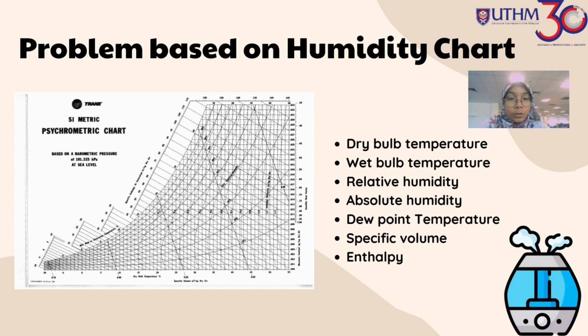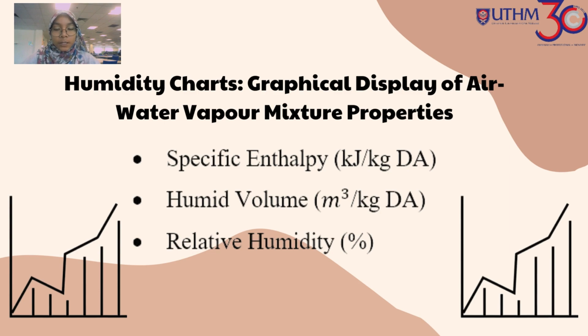So I'm going to continue this presentation by presenting the problems based on the humidity chart. There are a few properties that relate to this humidity chart: the first one is the dry bulb temperature. Next is wet bulb temperature, relative humidity, absolute humidity, dew point temperature, specific volume, and the last one is enthalpy. So the next slide is the humidity chart, a graphical display of air-water vapor mixture properties.